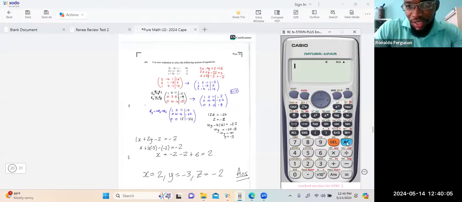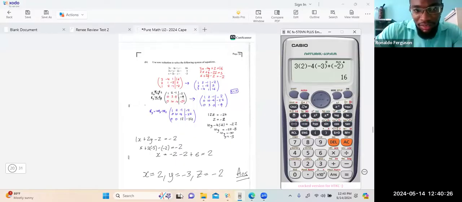Let me check in the first equation. 3 times 2 minus 4 times y plus z. It works in the first equation. So that means where would I have made a mistake? Let's try it in the third equation.